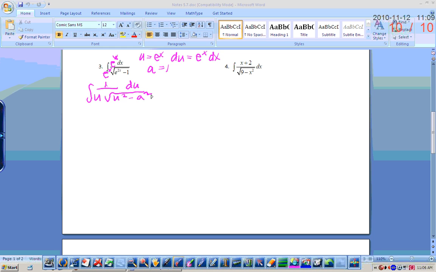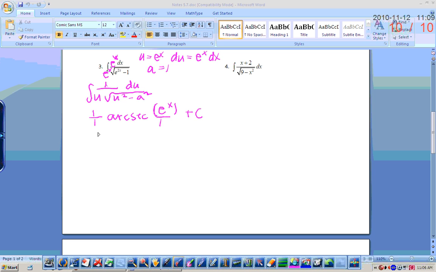And voila, that is exactly the arcsecant formula. Isn't that cool? I don't impress Harry very often. All right, and then the arcsecant formula is 1 over a, so 1 over 1, arcsecant u over a. Technically, it's the absolute value of u over a, but u is e to the x. So do I need the absolute value? Nope.